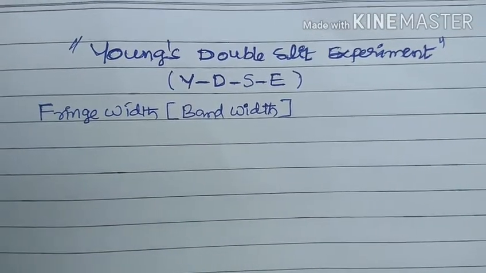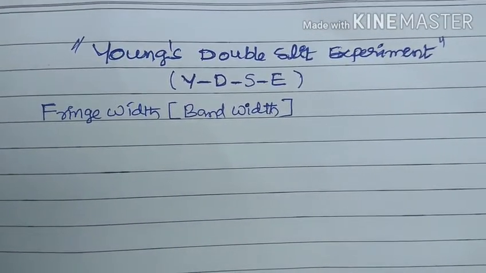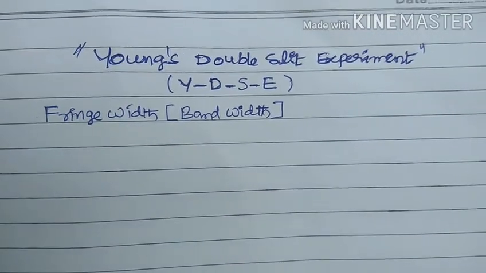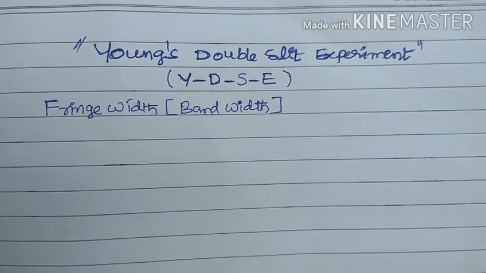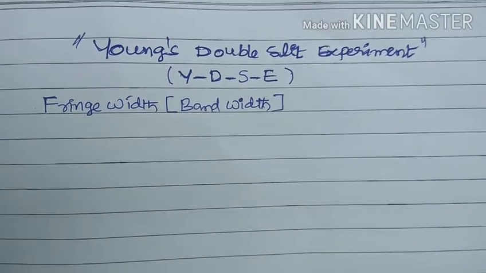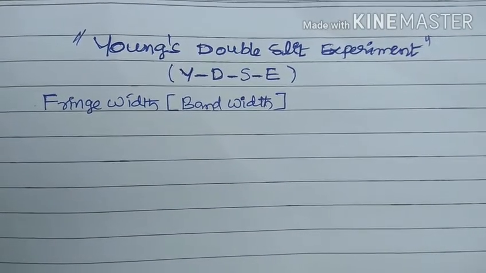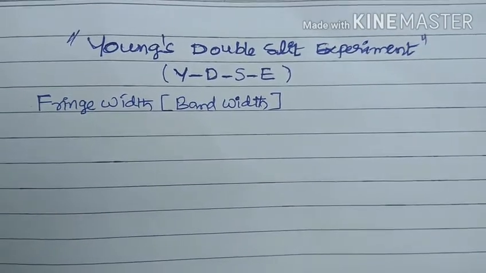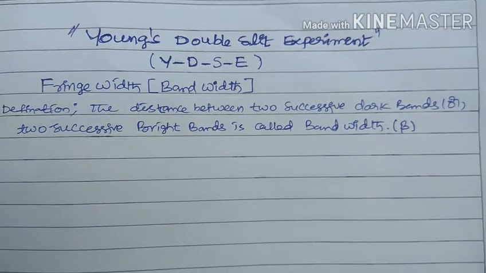And now let us see the fringe width or bandwidth of the fringe pattern. At first, fringe width or bandwidth. The distance between two successive bright bands or two successive dark bands is called fringe width. This is denoted by the letter beta.